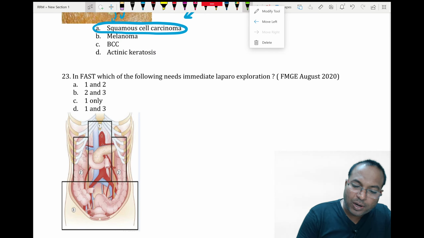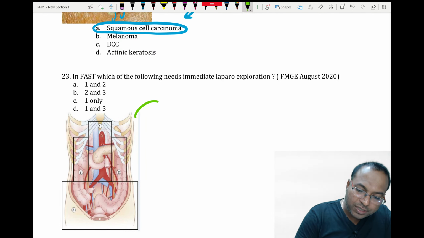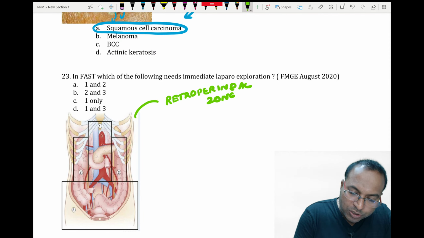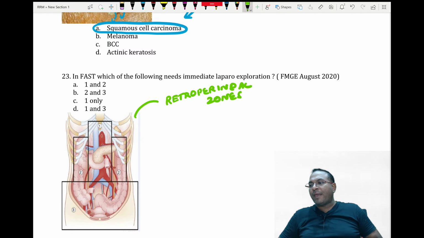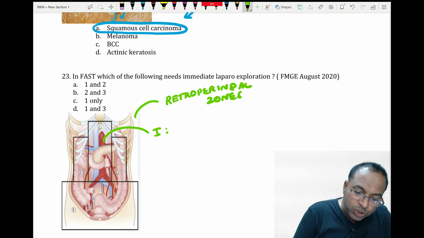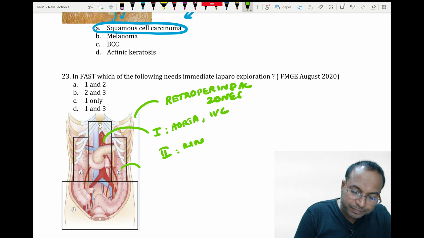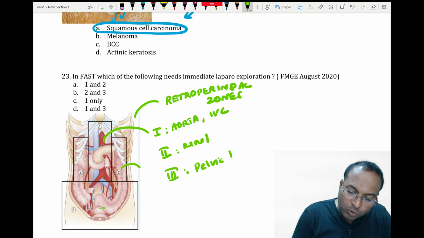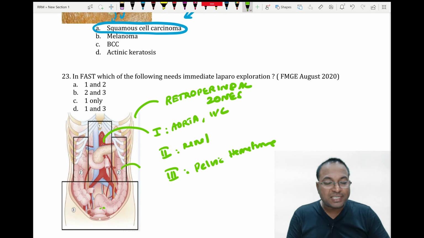So this is a question showing FAST. In FAST, which of the following needs immediate laparotomy? These are zones known as retroperitoneal zones of hematoma. Please remember, following a blunt trauma, a patient can develop hematoma in 3 zones. Zone number 1 is injury from aorta or IVC. Aorta or IVC injury is zone 1. Zone 2 is kidney injury, renal injury. Zone 3 is pelvic hematoma. So there are 3 zones where patients may have a hematoma.